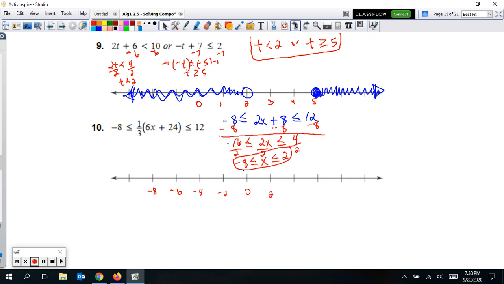Now let's go ahead and put that on the graph. So I'm going to go from -8 to 2, but again, I'm going to do my even numbers on this one. So 2, 0, -2, -4.